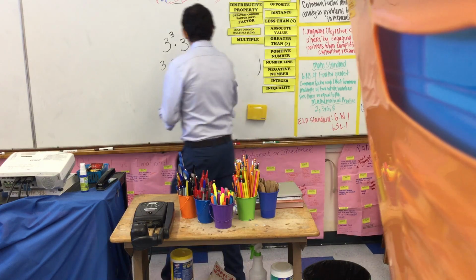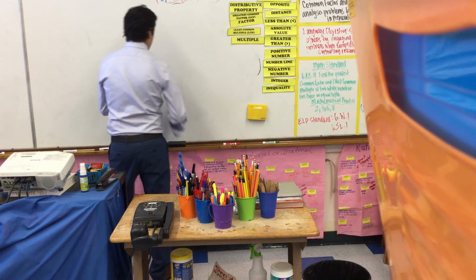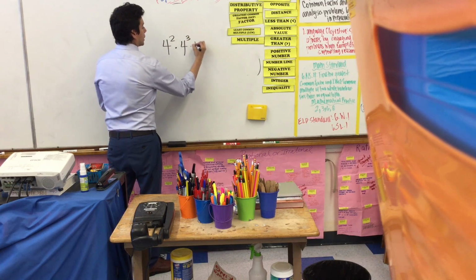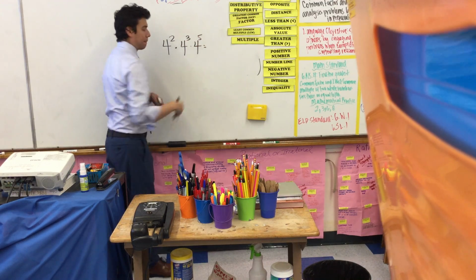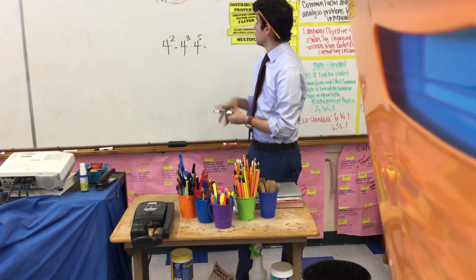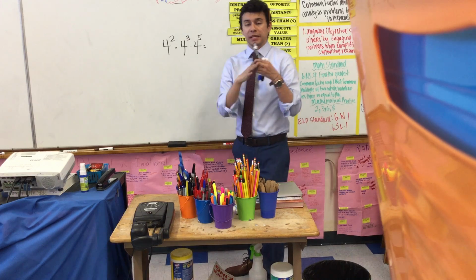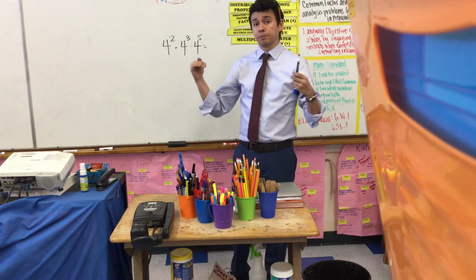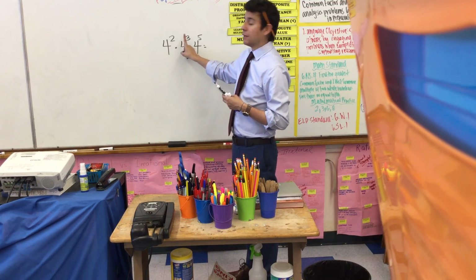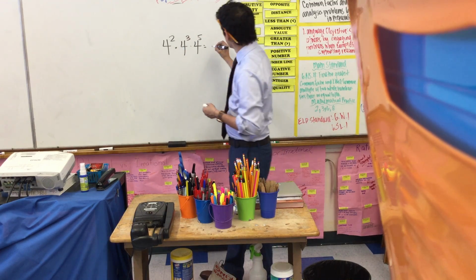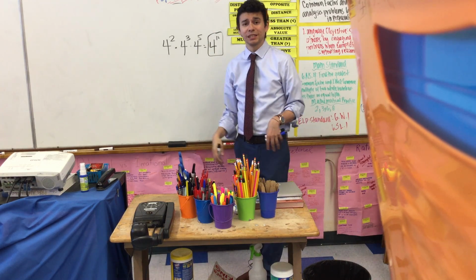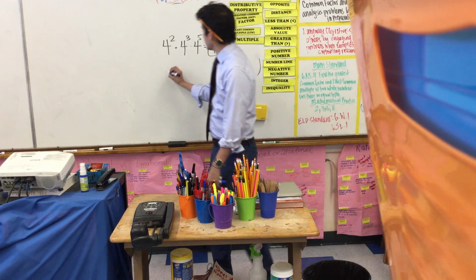Let's do another one. Let's do 4 to the 2nd times 4 to the 3rd times 4 to the 5th. Ask yourself, are the bases the same? Yeah, they are. They're all 4s. Their bases are the same, but we're multiplying, so you could add the exponents. 2 plus 3 is 5. 5 plus 5 is 10. So the answer is 4 to the 10th, and you're done. That's it. Easy, right?